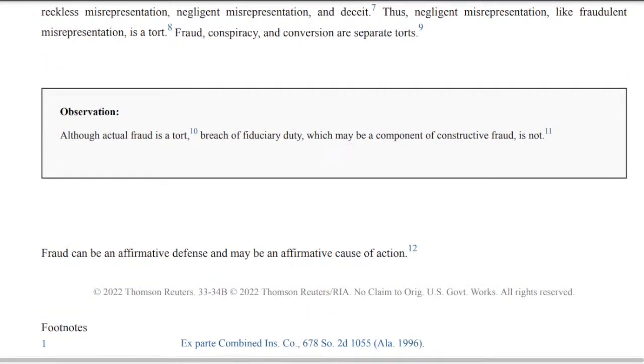So, fraud. Although actual fraud is a tort, breach of fiduciary duty, which may be a constituent or a component of constructive fraud, is not a tort. So breach of fiduciary duty is not a tort. Fraud can be an affirmative defense and may be an affirmative cause of action, so it could work both ways.